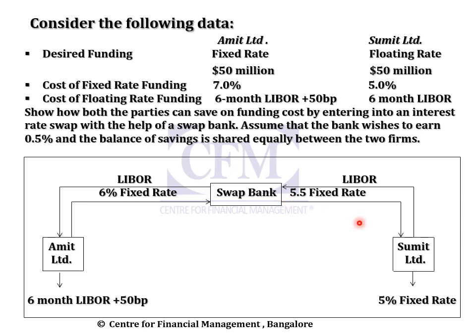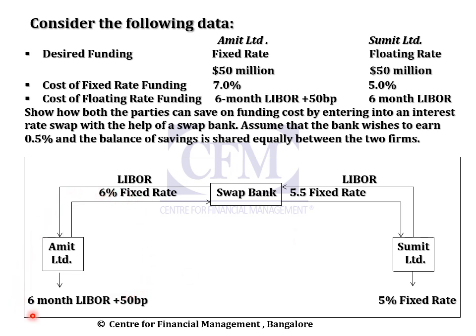Let us look at the picture for Sumit Limited. Sumit Limited has a comparative advantage in the fixed rate loan market, so it raises money in the fixed rate loan market at 5%. It pays LIBOR to the swap bank. It receives a fixed rate of 5.5% from the swap bank. So as far as Sumit Limited is concerned, its effective cost is now LIBOR minus 50 basis point. It pays LIBOR, it receives 5.5% fixed rate, it pays 5% fixed rate. So its net cost is LIBOR minus 50 basis point. If it were to approach the floating rate loan market directly, it will have to pay LIBOR. By doing this swap, it has reduced its cost by 50 basis point.